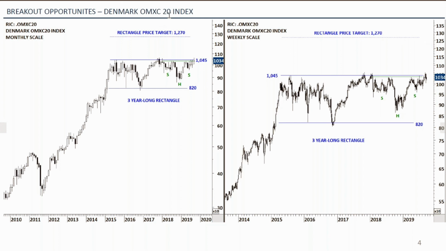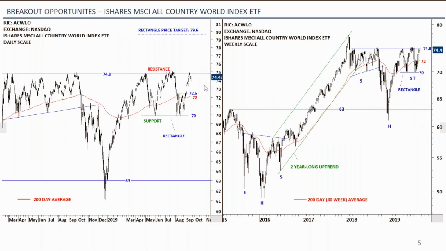So this is Denmark's OMX 20 index. So if we look at European indices, one of them was SMI that already broke out on the upside to historical highs. The other one might be pending for a breakout to all-time highs again, which is Denmark. This one is something that we follow every week.